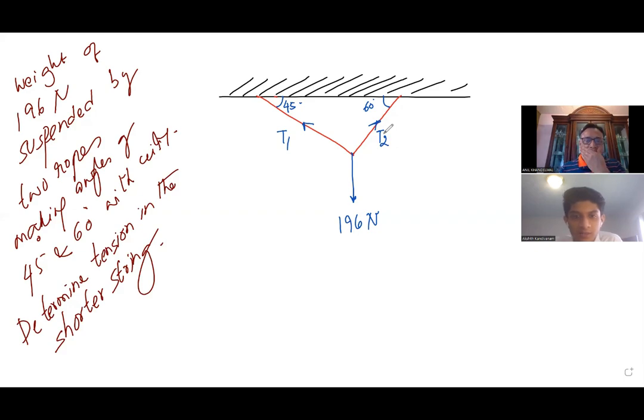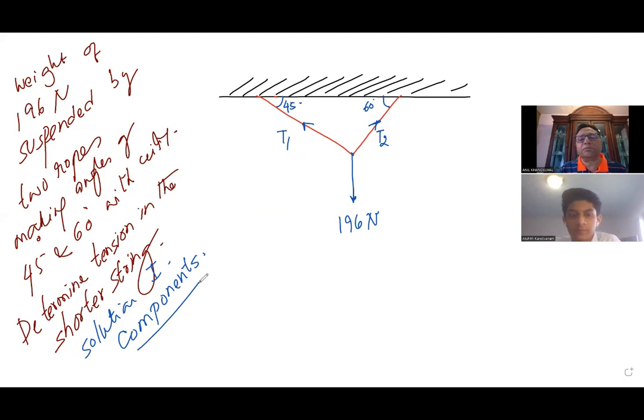I think, like you said, it's sometimes very complicated to make a parallelogram, so I think we should deal with this in terms of components. Okay, so resolve into X and Y components. Solution number one, components. Correct. If you resolve all these three into components, that means the system is in equilibrium, right?